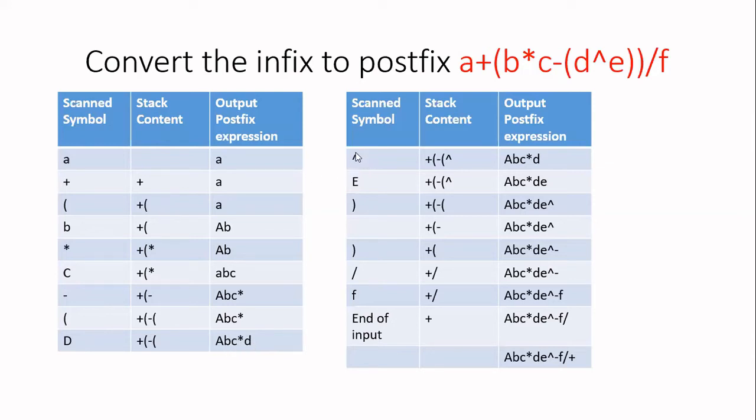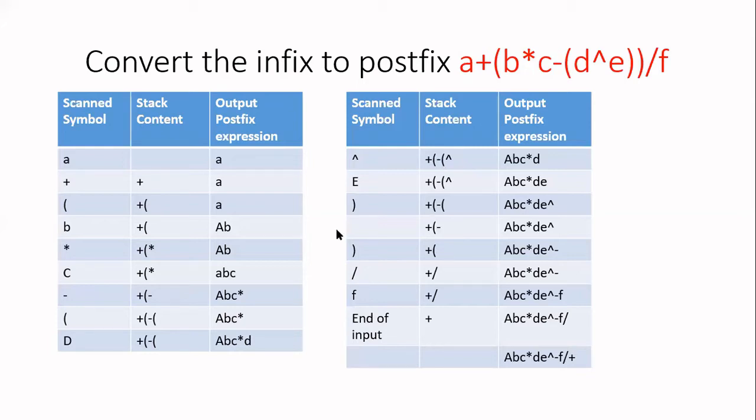Next, I have exponentiation. Now try to understand. This is an operator. So when I have an operator, I have to compare the priority of the operator with the priority of the character on the top of the stack. On the top of the stack, as you see in the previous line, I have only an open parenthesis. When you have an open parenthesis, don't consider anything about the priority, just push the character on the stack. So I am pushing this exponentiation on the stack.